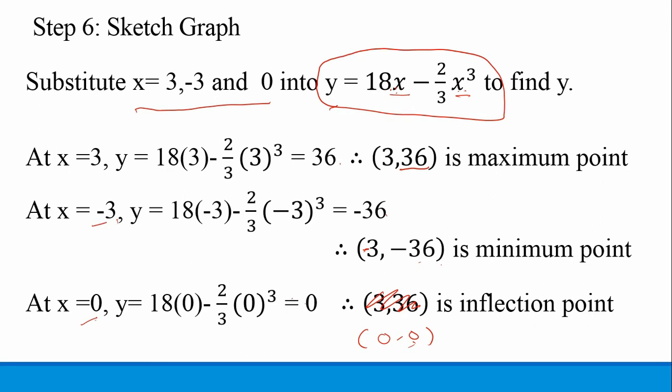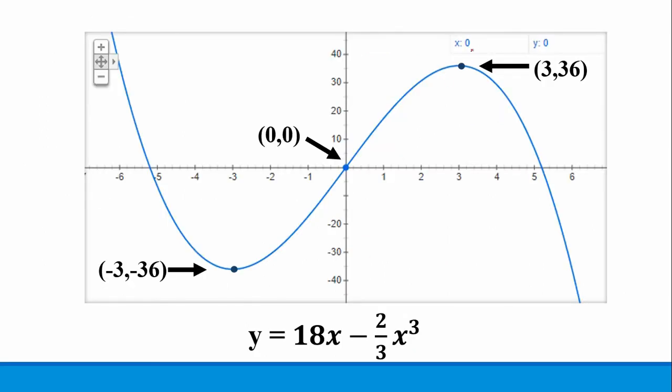So how do I sketch the graph? First, I put the points. To sketch a graph, you just put the points, which are the maximum, minimum, and inflection point. Next, you know that at 3, 36, it is concave downward, and it looks like this. And also we know that it is the maximum point. This one is a minimum point. This one is the inflection point.